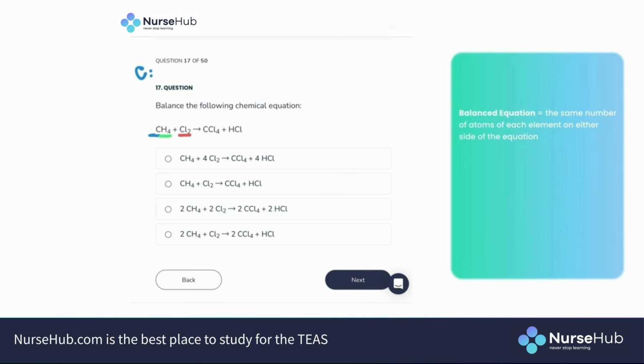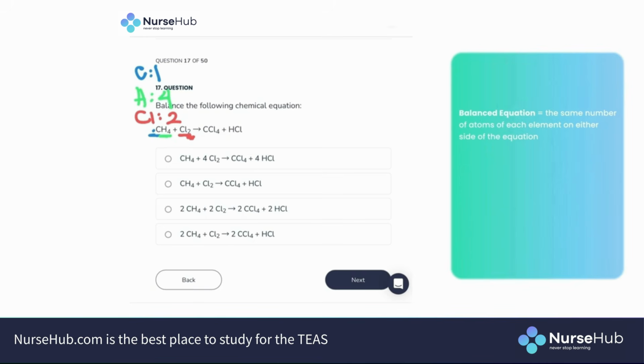So we see there's 1 right here. This is our 1 carbon. Move on to our hydrogens. There are 4 hydrogens. That's what that little subscript is telling us. So we'll put a 4 here. And the last one that we have is chlorine. And we see there are 2 chlorines. That's what that little number means.